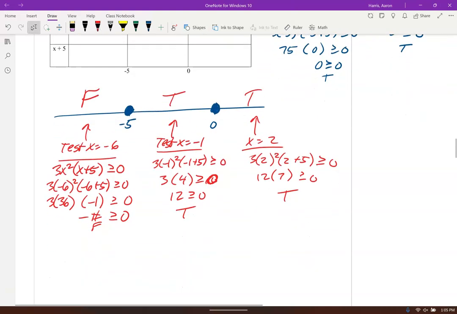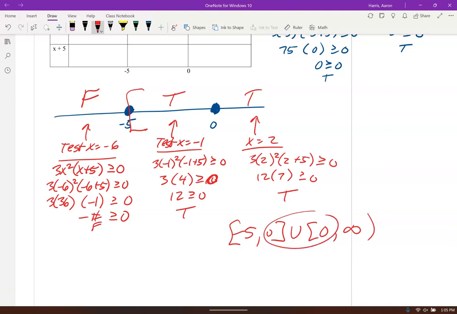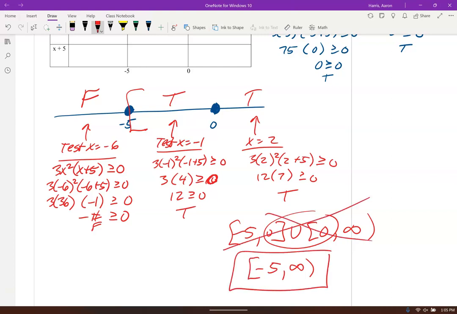So our solution is -5, include -5, up to 0, right? So -5 up to 0 includes 0, but then we go from 0 on again and we're including 0. So instead of having a break there because we're including it, you just say, oh, -5 and on, right? Don't write it that way because I include that 0 there. So -5 on.